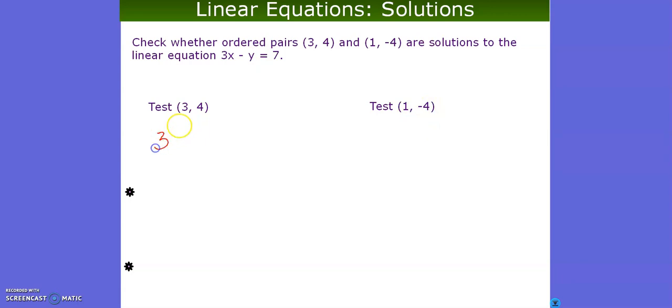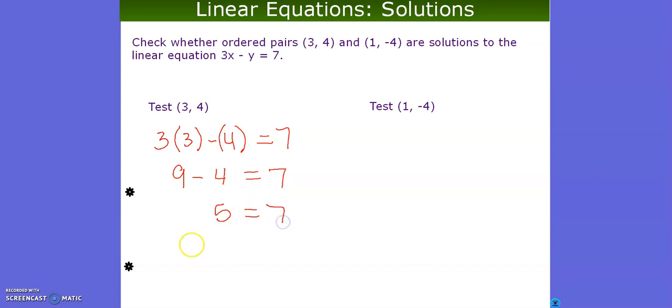So we have 3, plug in 3, minus 4. We're going to see if that equals 7. 3 times 3 is 9, minus 4 should equal 7. 9 minus 4 is 5. Does that equal 7? No. So this one is not a solution.